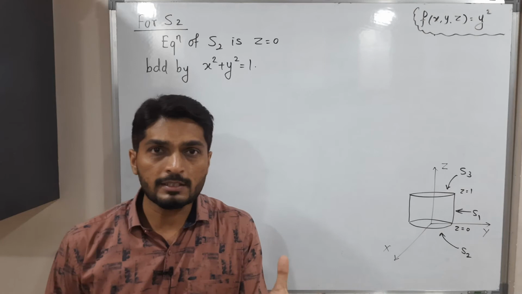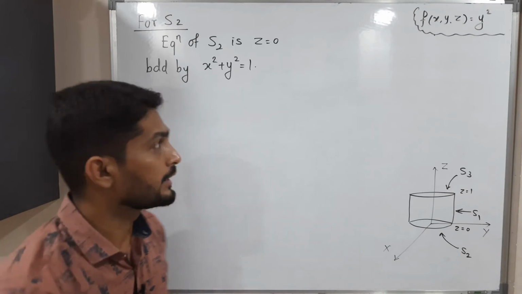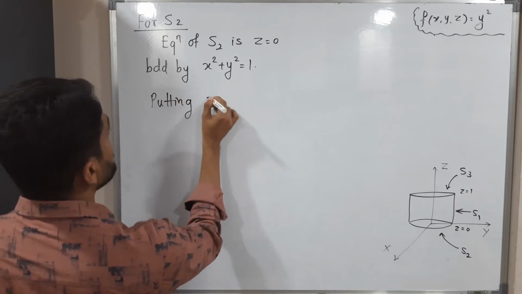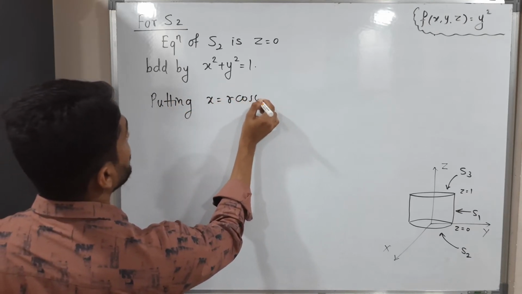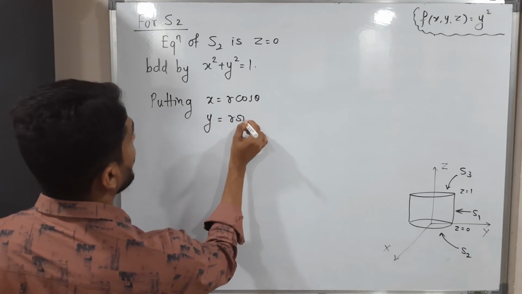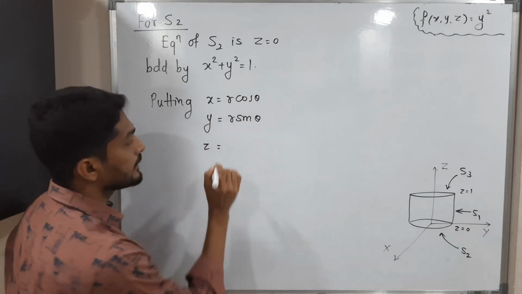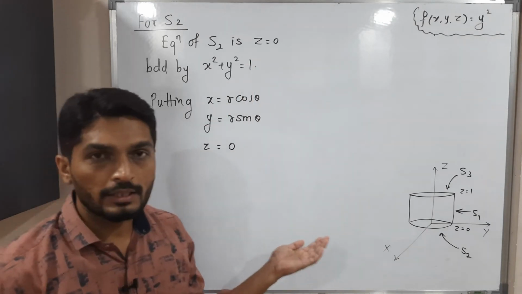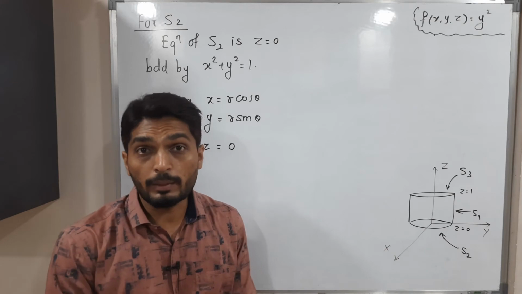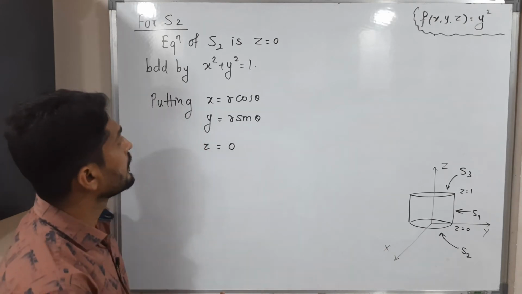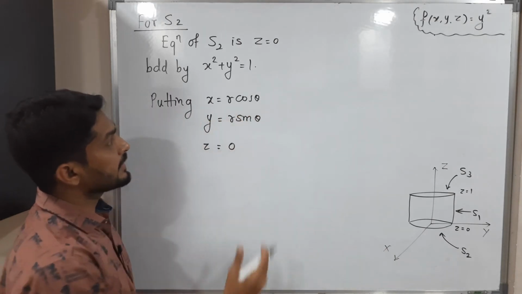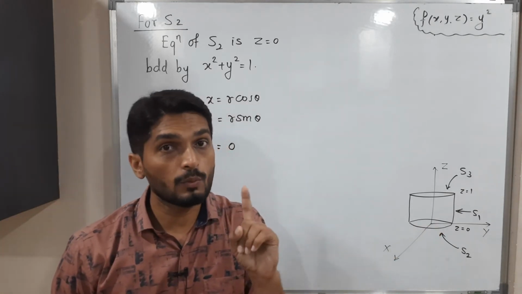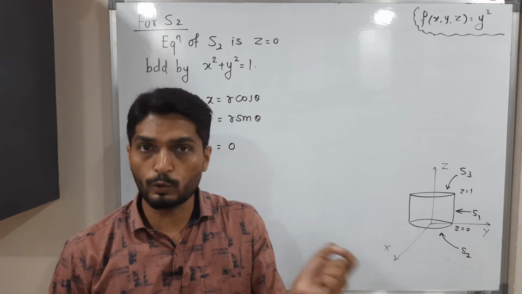We have a circle, so obviously I will go for the polar coordinate system. For that I am putting x equal to r cos theta, y equal to r sin theta, and z equal to 0, since S2 is a surface which lies in the xy plane whose equation is z equal to 0. Here we have expressed x and y in terms of r and theta. As you can see, we have a circle with radius 1, so that's why r will vary from 0 to 1.